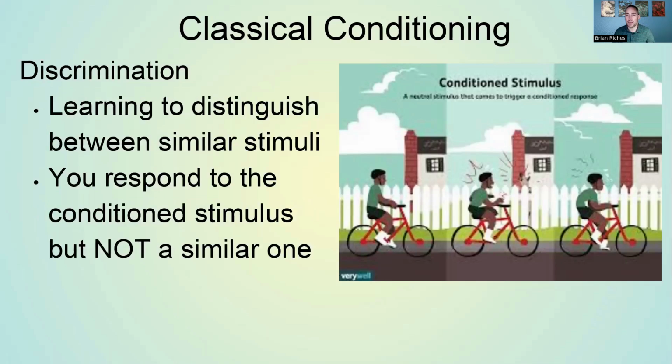And this is different than discrimination. Discrimination is when you can distinguish between the stimuli. So in this image, the kid wouldn't be nervous around the house because the dog's not actually there, if they were discriminating between those stimuli. It would be if the Pavlov's dogs were drooling at the metronome, but they wouldn't drool at a clock. That would be an example of that. So here you are responding just to the conditioned stimulus and not to something similar to that conditioned stimulus.